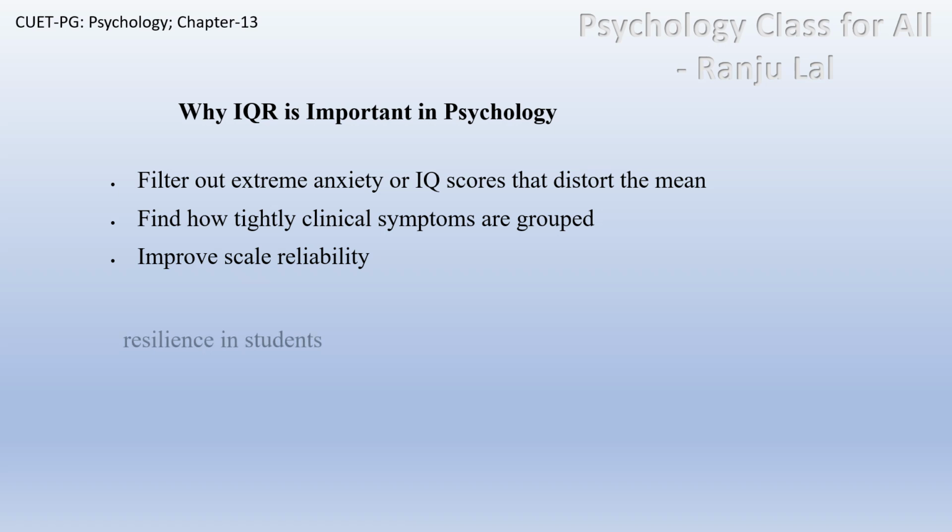For example, if you are measuring resilience in students, then a very few very high or very low scores won't affect IQR. So you get a more realistic view of consistency in your group.